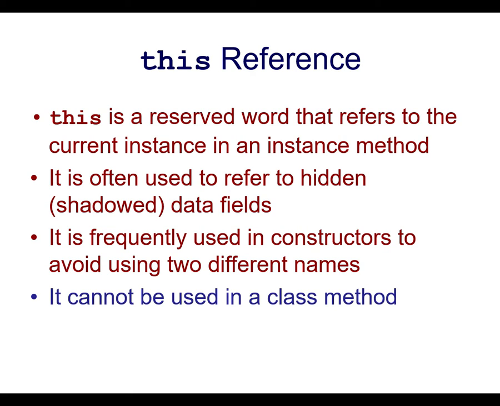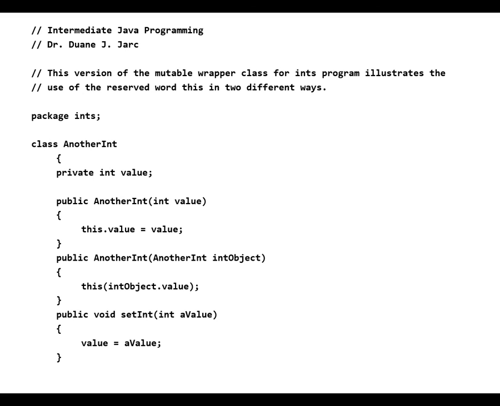It cannot be used in a class method. If you understand the reason for this rule, it means you understand both the significance of being a class method and the meaning of the reserved word this. We conclude with a modified version of the int wrapper class that we introduced in part 2. The difference between these two examples is the constructors.